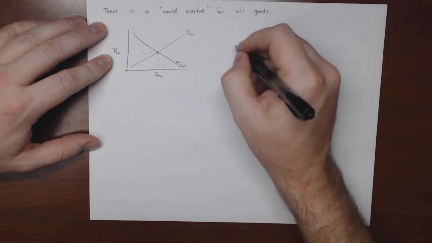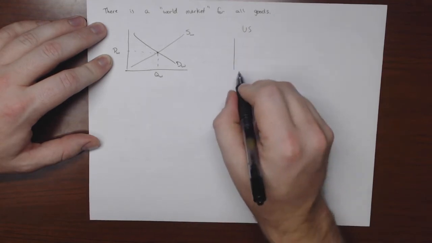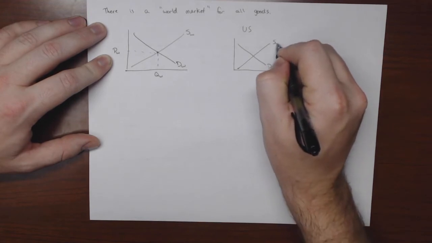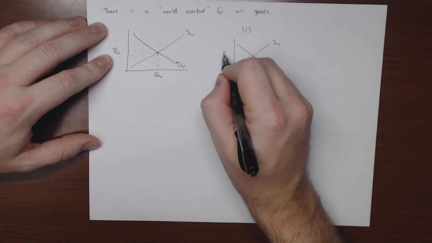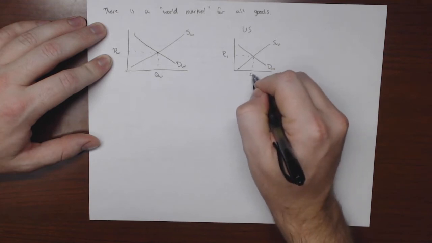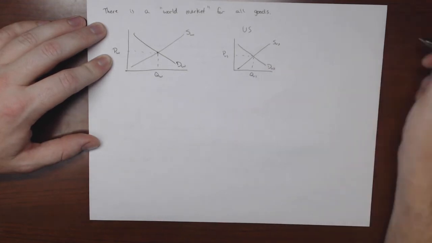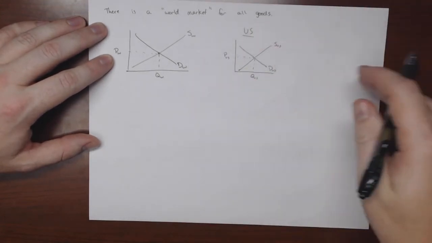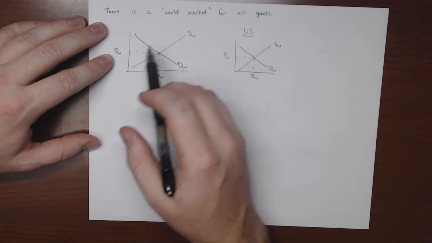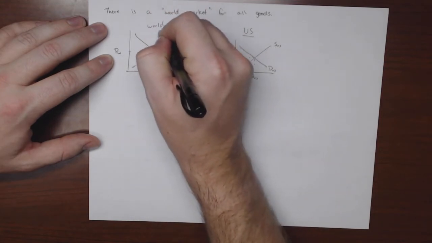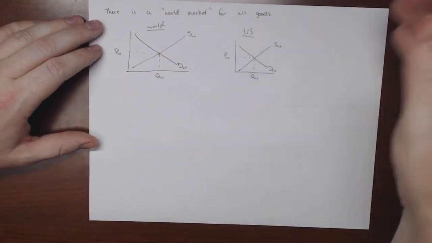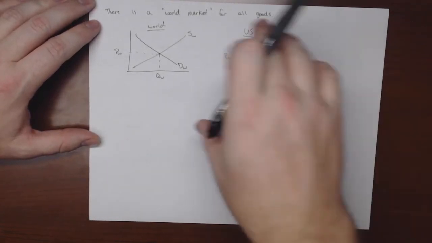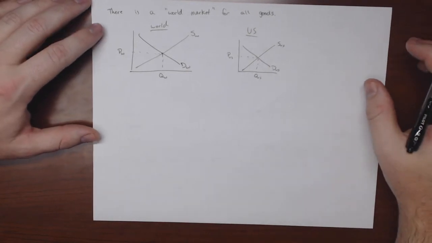And it would be made up of the US market, which would have its own supply and demand for oranges, its own quantity of oranges, etc., and other countries as well, right? All of these various countries, which I'm not going to go through and draw, would be input into this world market. Okay, just like individual firms comprise the national market, individual countries comprise the world market.